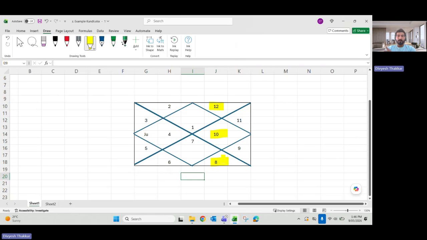So definitely, a good yoga to buy properties, and the relationship with the mother will be better. You'll just have more comforts in life, more luxuries. You'll buy more assets. You can even buy a car. And now its Drishti, so its aspect is falling on the 8th, 10th, and 12th houses.